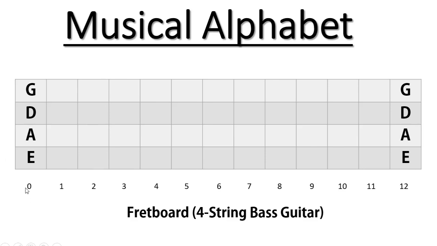Now you'll see that there's a 0 over here, and this 0 stands for the nut, the piece of plastic that holds the strings up here where your headstock should be. Each of the rows over here stands for the strings. Now on your 4-string bass guitar you should have 4 strings, and they each have a name.